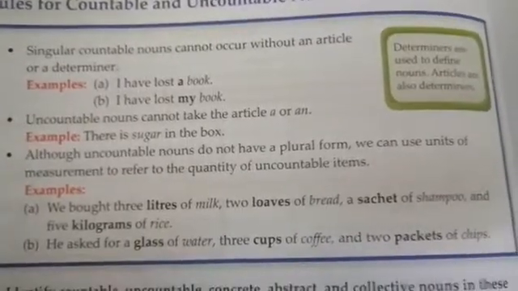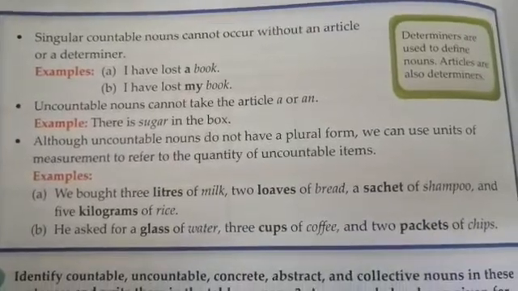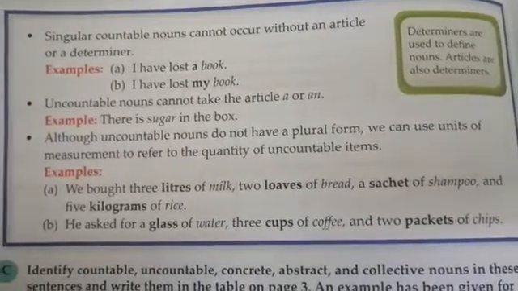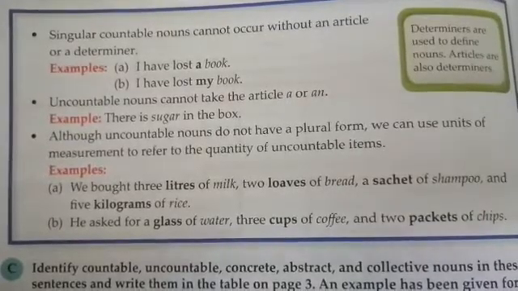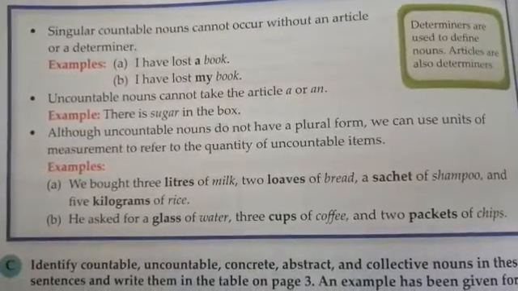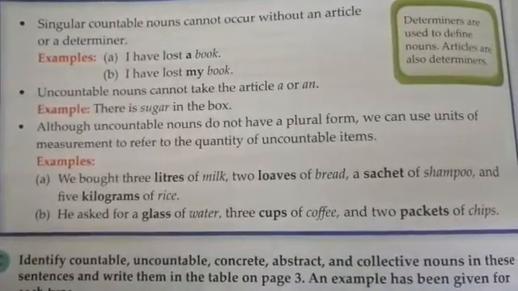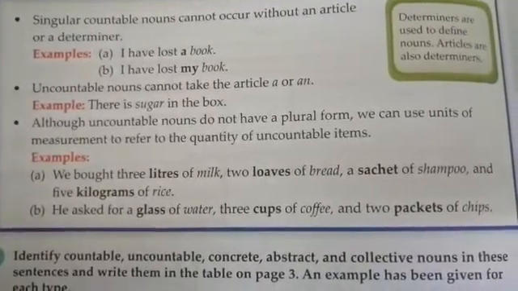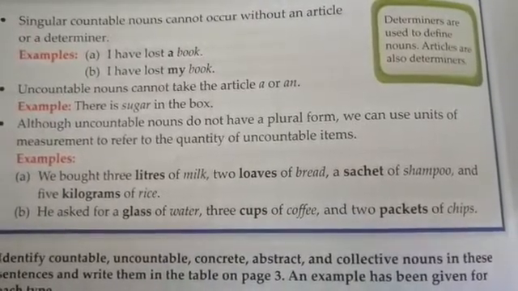We can use units of measurement to refer to the quantity of uncountable items, like we bought 3 liters of milk, 2 loaves of bread, a sachet of shampoo, 5 kilograms of rice. These are examples of concrete uncountable nouns.